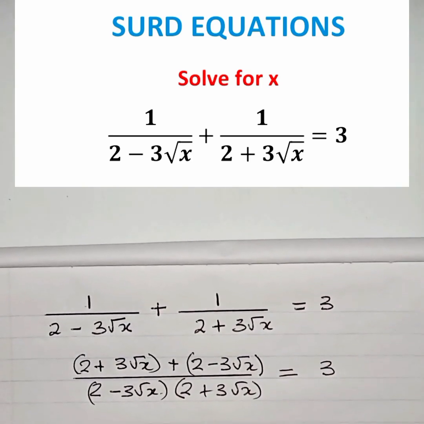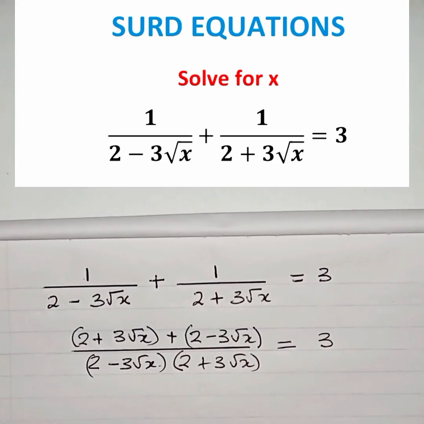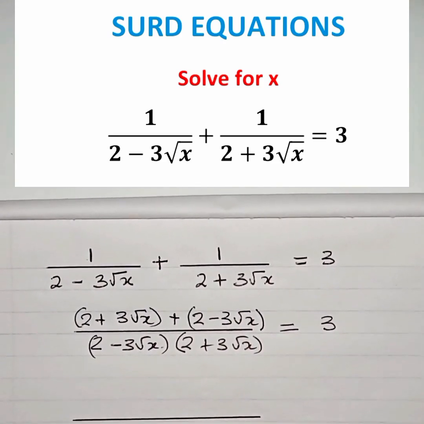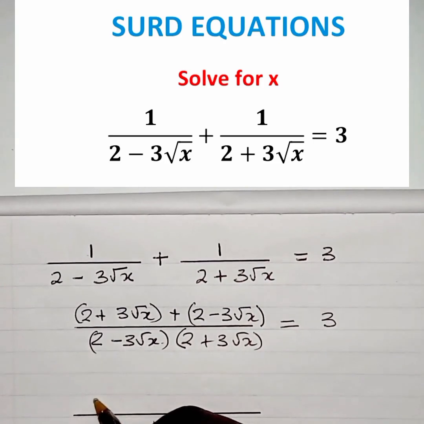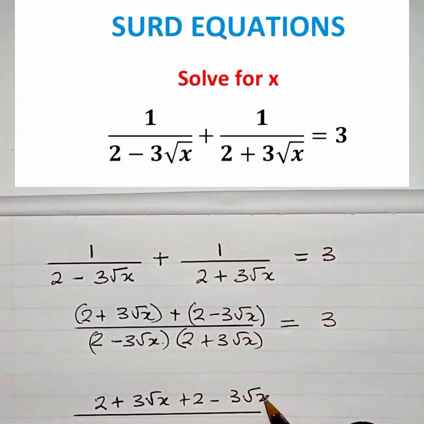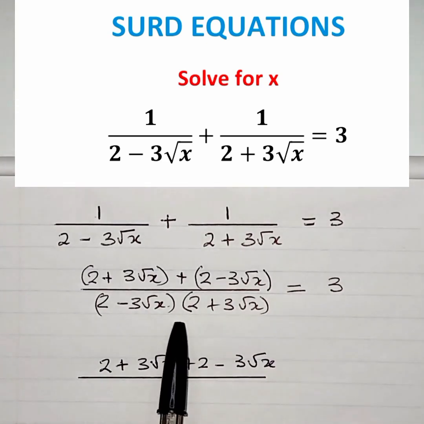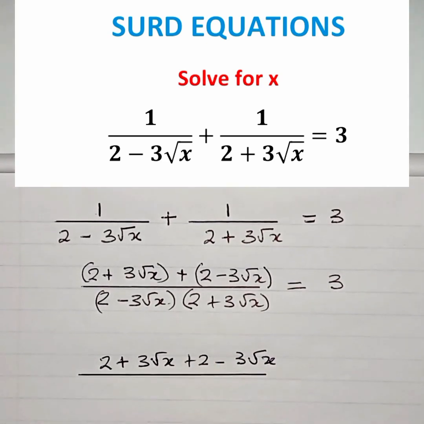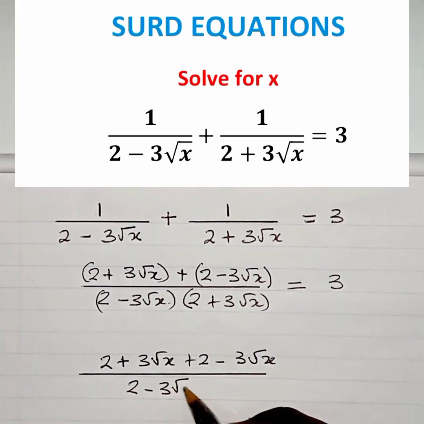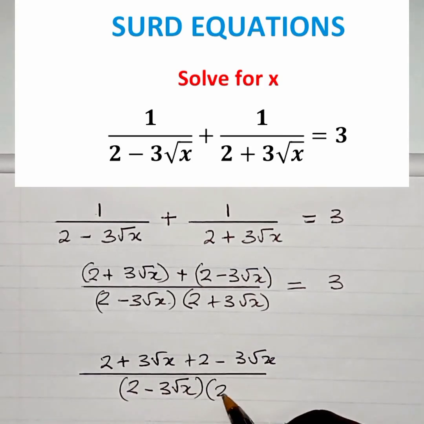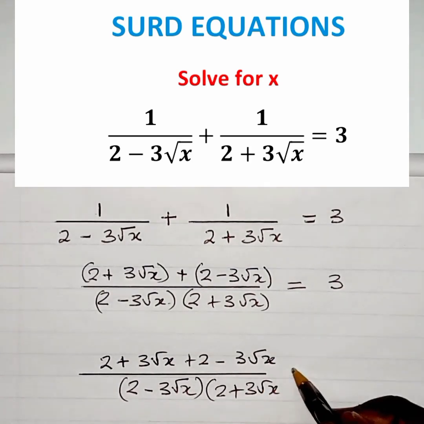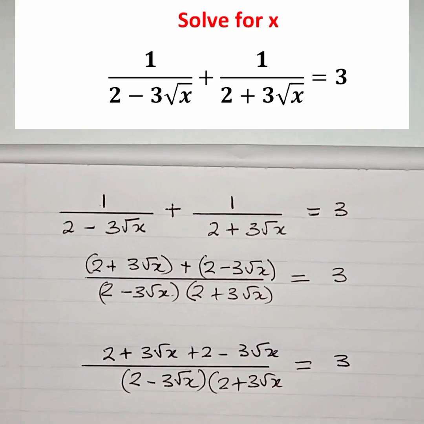Now, we are going to simplify what we have in the numerator. We are going to have 2 plus 3 root x plus 2 minus 3 root x, and that is being divided by our lowest common denominator, and that is 2 minus 3 root x multiplied by 2 plus 3 root x is equal to 3.